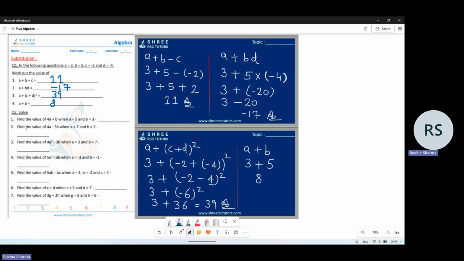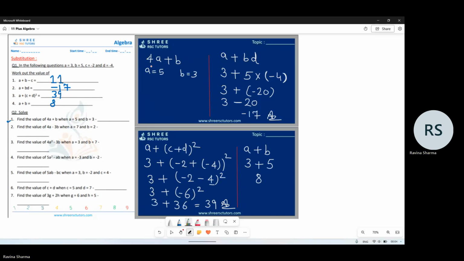Now we have to solve more questions here. Let's solve question number 2 first. Find the value of 4a plus b when a is 5 and b is 3. So how can you do this question? For that, let's remove this one and try to solve this question. We have to solve 4a plus b, where you can substitute 5 for a and 3 for b.